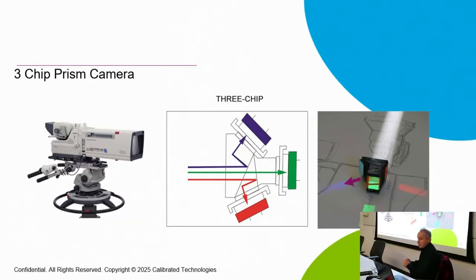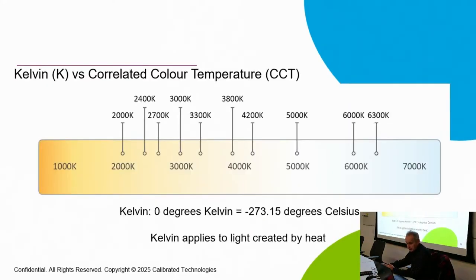So again, broadcast end, 3-chip prism camera. Same idea though. What they've done is they take each chip and they put a dichroic filter on each one of them. The prism breaks it up, you get your RGB back. So similar principle to a single chip bayer filter camera. Well, let's get into the heat of it. Okay, a few things.